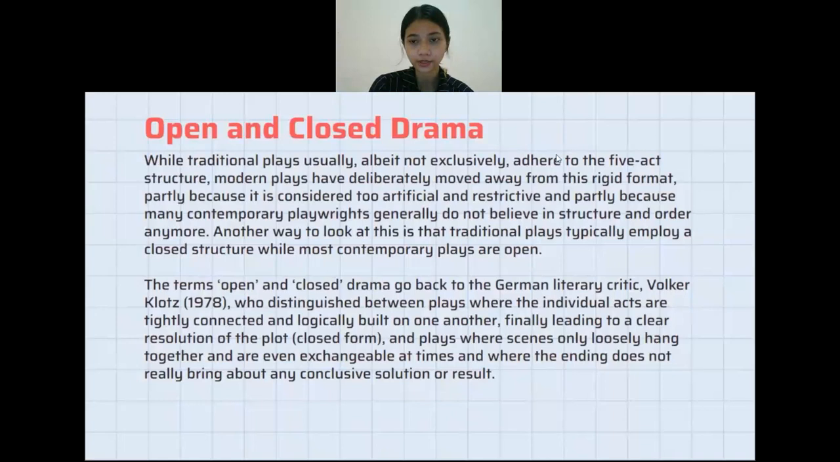Another way to look at this is that traditional plays typically employ a closed structure, while most contemporary plays are open. Critics distinguish between plays where the individual acts are tightly connected and logically built on one another, finally leading to a clear resolution of the plot, closed form, and plays where scenes only loosely hang together and are even exchangeable at times, and where the ending does not really bring about any conclusive solution or result.